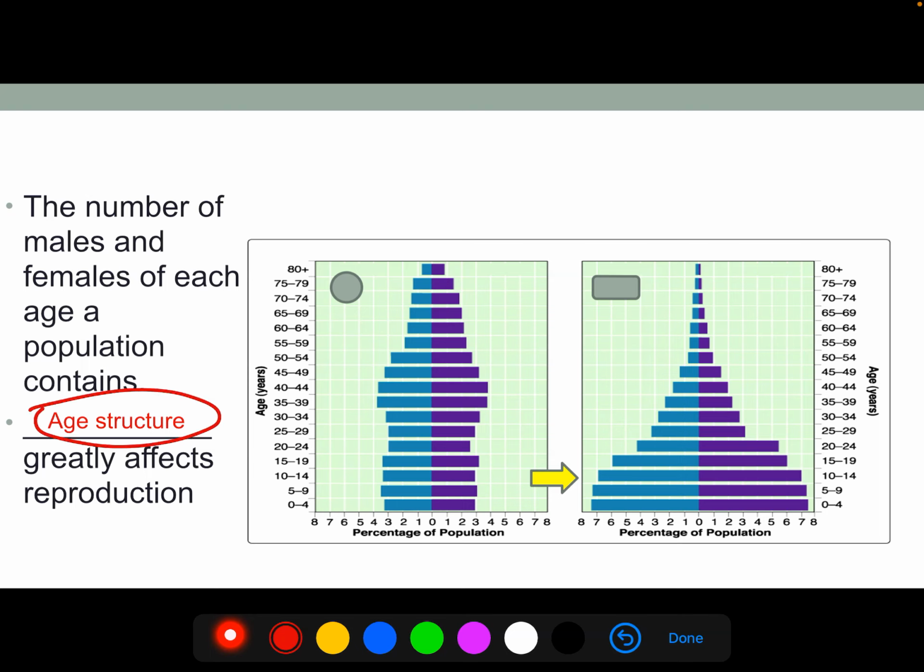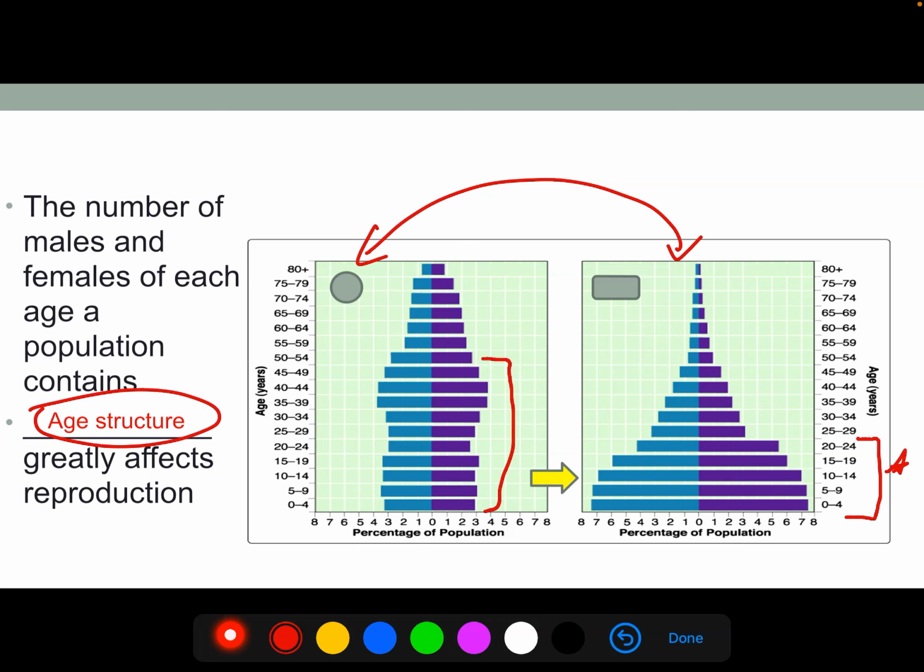Okay, so you can kind of see what's the difference between circle and rectangle. Go ahead and pause and think that through. You can see the arrow giving you a little clue here, but the majority of the population is really young in this country. This one is more evenly spread out, right? But really young. And so we would expect which country to grow the most?